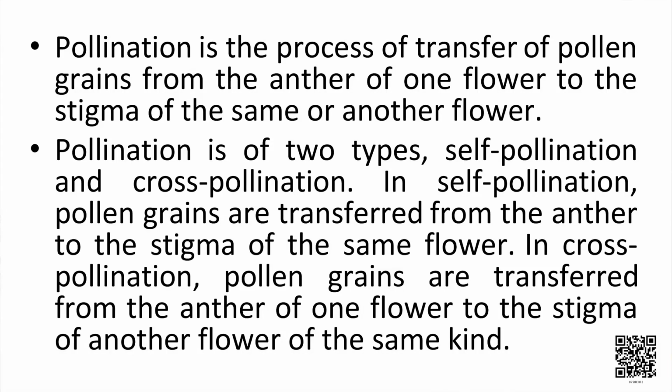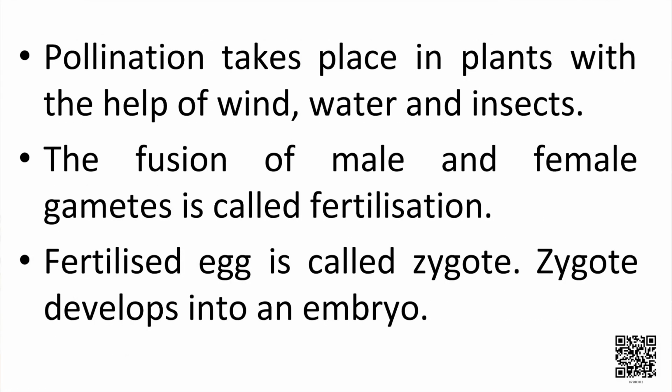Also, we have studied that pollination is of two types, self-pollination and cross-pollination. In self-pollination, pollen grains are transferred from the anther to the stigma of the same flower. In cross-pollination, pollen grains are transferred from the anther of one flower to the stigma of another flower of the same kind. Then we learned that pollination takes place in plants with the help of wind, water and insects. The fusion of male and female gametes is called fertilization. Also, we have learned that the fertilized egg is called zygote. Zygote develops into an embryo.